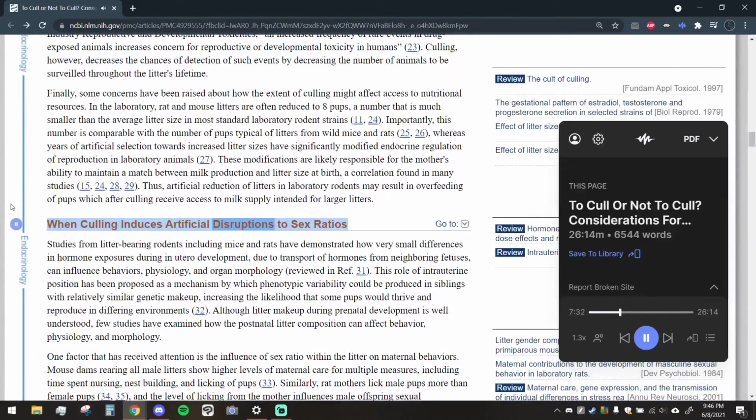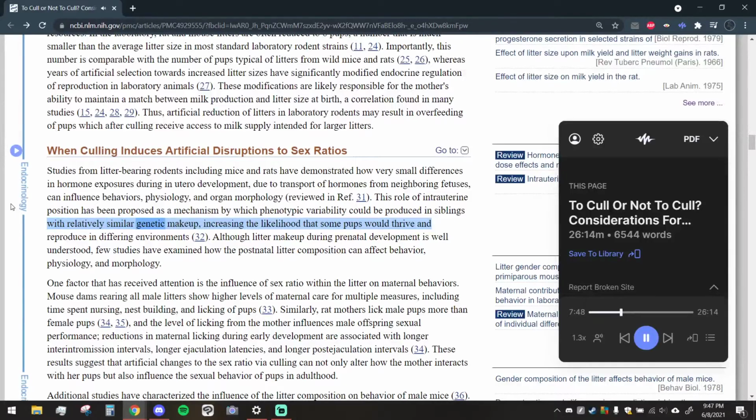When culling induces artificial disruptions to sex ratios. Studies from litter-bearing rodents including mice and rats have demonstrated how very small differences in hormone exposures during in utero development, due to transport of hormones from neighboring fetuses, can influence behaviors, physiology, and organ morphology. This role of intrauterine position has been proposed as a mechanism by which phenotypic variability could be produced in siblings with relatively similar genetic makeup, increasing the likelihood that some pups would thrive and reproduce in differing environments. Although litter makeup during prenatal development is well understood, few studies have examined how the postnatal litter composition can affect behavior, physiology, and morphology.